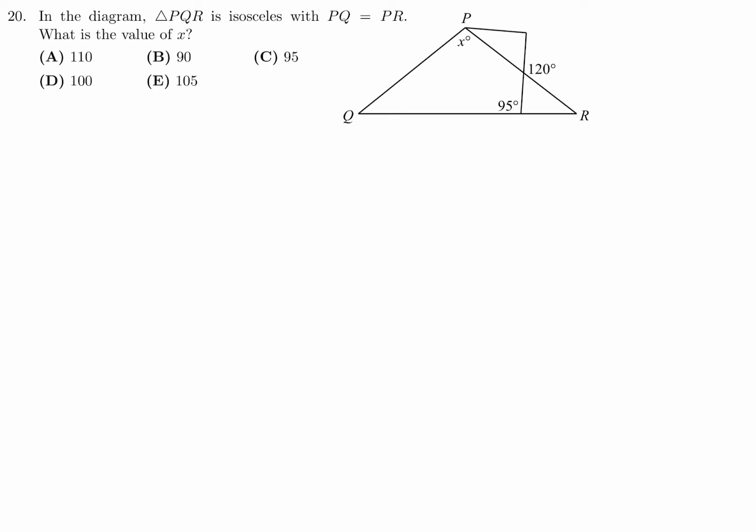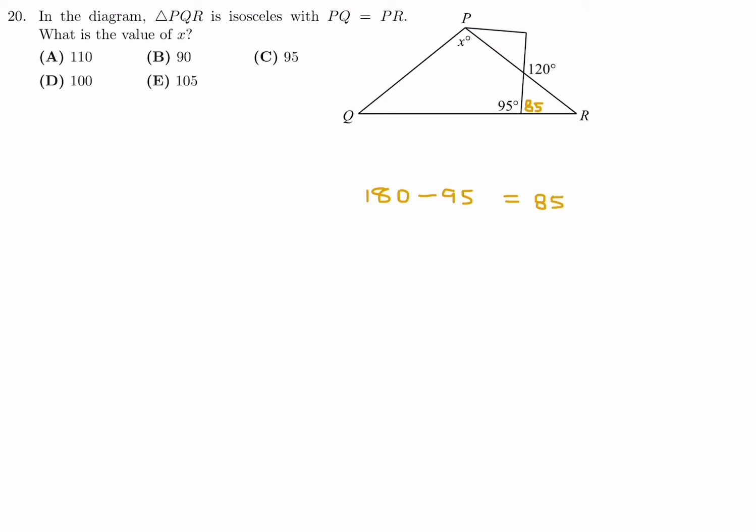In the diagram, triangle PQR is isosceles, and PQ is equal to PR. What is the value of X? So if this is 95, this is going to be 180 minus 95, and that is 105. So put 105 in here. Sorry, 85. 85 goes in here. 180 minus 95 is 85.